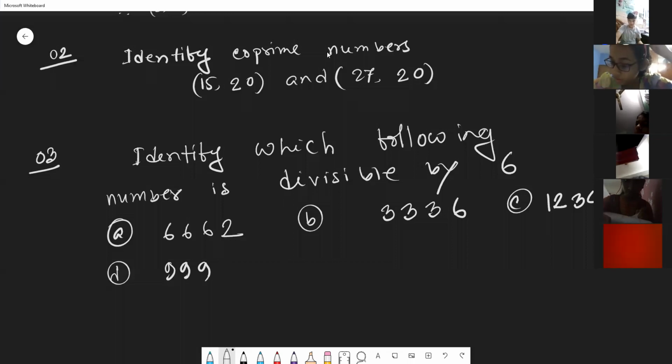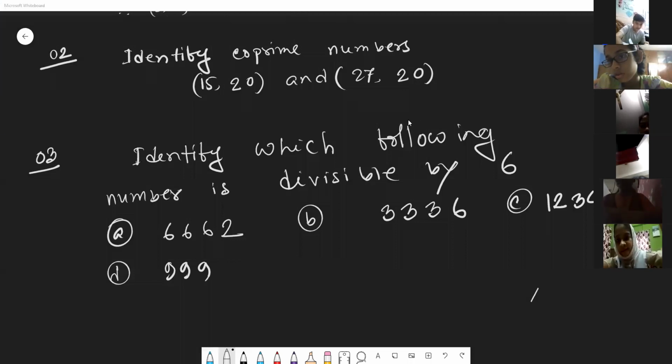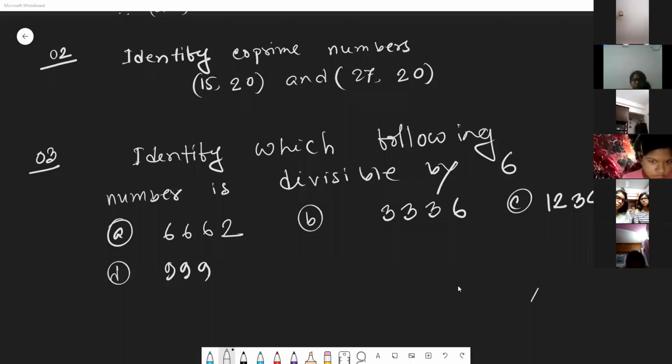Sir, B number. Why do you think the answer is B? Explain. Sir, because the sum of the digits is 15, and the last digit is a positive even number. Okay, the digit sum is 15, that's why it's divisible by 3.